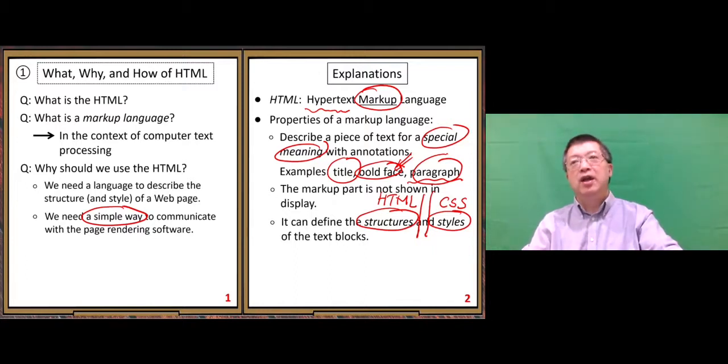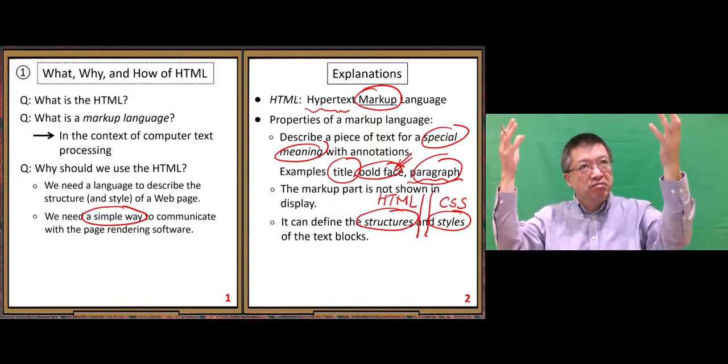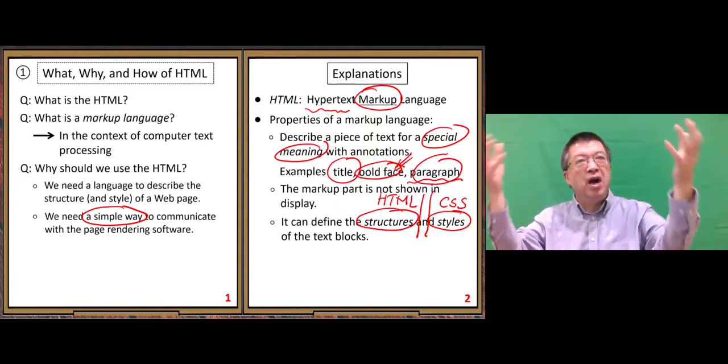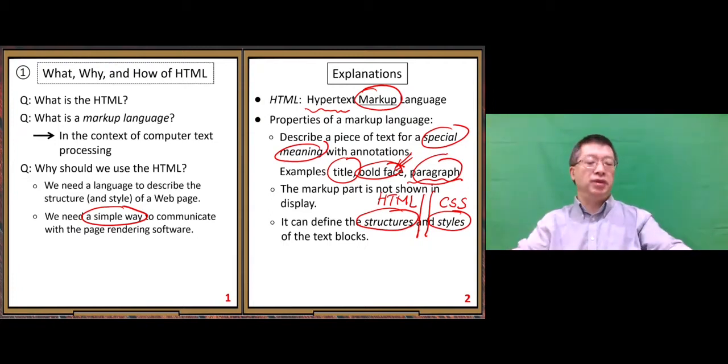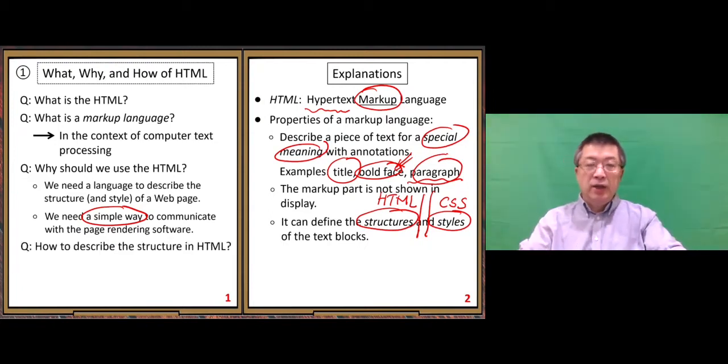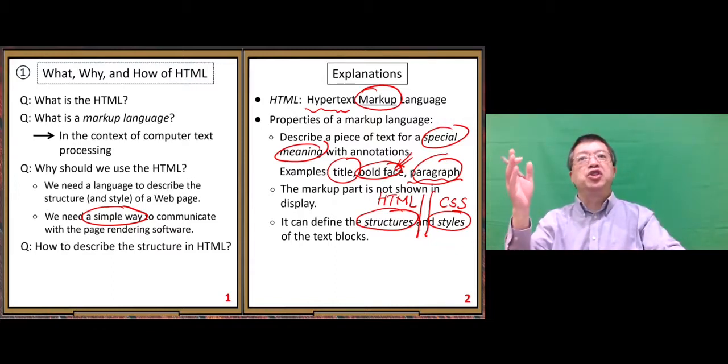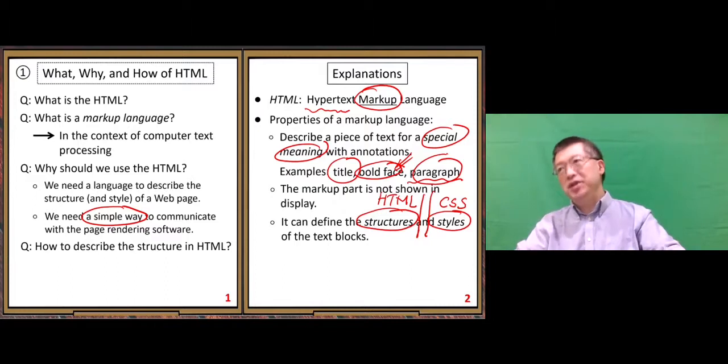For this reason, after many rounds of evolution, finally we have this technology or product, HTML, the current version. All right. Next question. How to describe the structure in HTML? Now, another basic question. How to describe the structure?